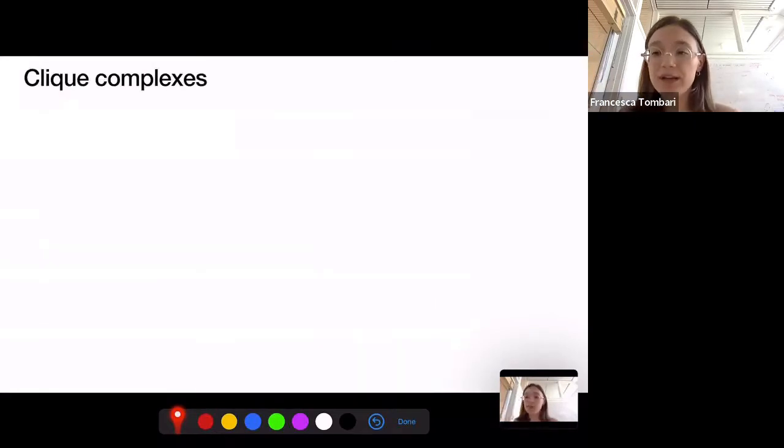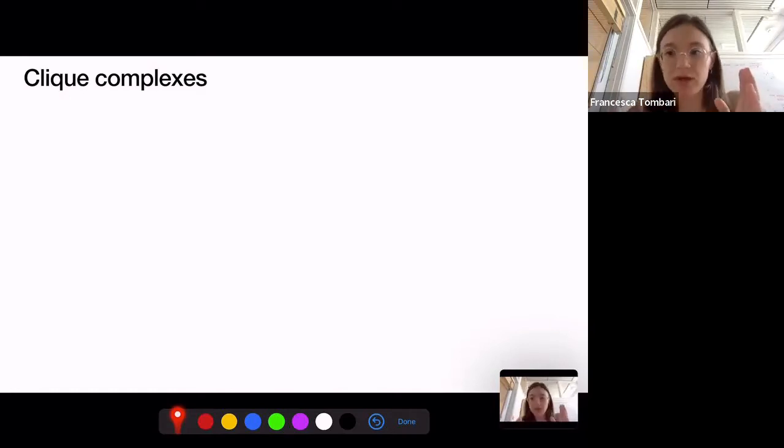Let's now particularize these theorems a little bit by adding a hypothesis to our initial simplicial complex. Let's take a clique complex as the initial simplicial complex. For those of you who are not familiar with clique complexes, let me state in a couple of words what they are. They are simplicial complexes that are completely determined by their one skeleton.